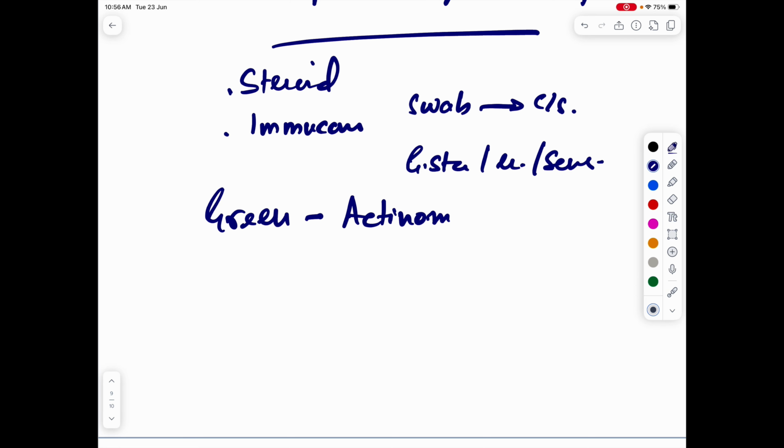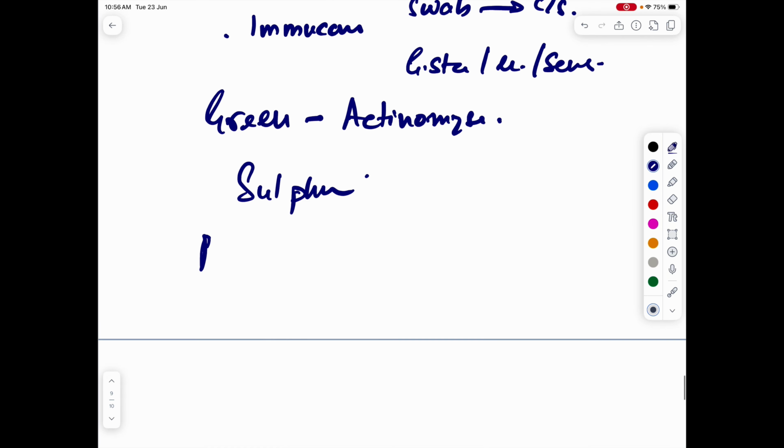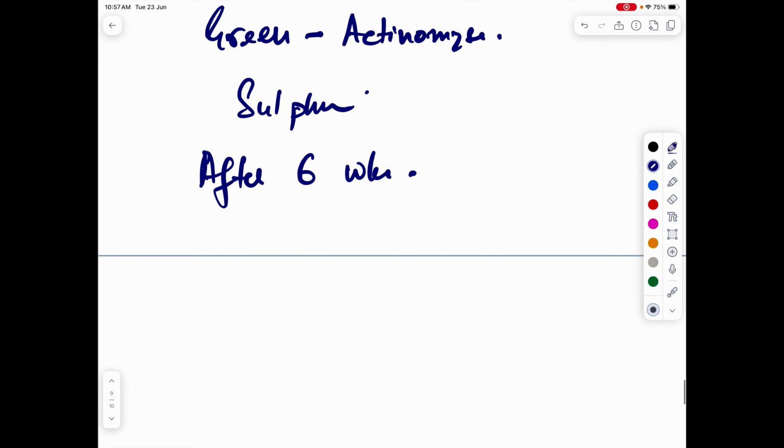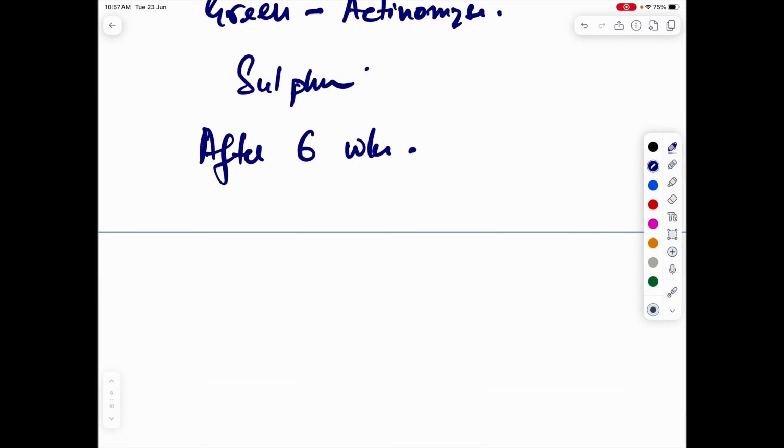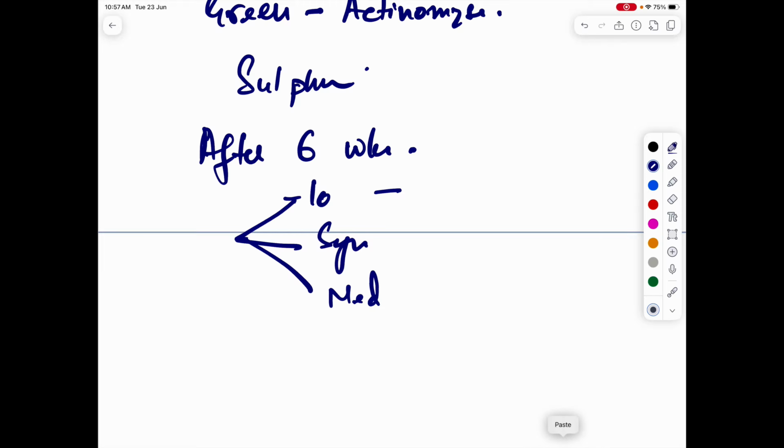So the granules will be sulfur granules. Patient develops sinuses after 6 weeks. So the wound doesn't heal. So it can be a local cause. There can be local, systemic, or medications. Local can be necrosis, osteomyelitis, poor blood supply; systemic, immunodeficiency, malnutrition; or medications can be corticosteroids.